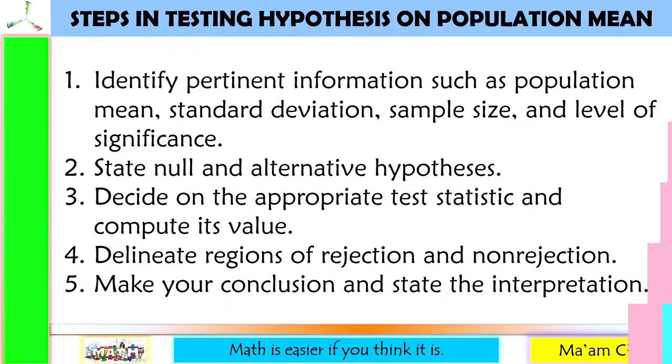Here are the steps in testing hypothesis on population mean. Number 1, identify pertinent information such as population mean, standard deviation, sample size, and level of significance. Step 2 is state null and alternative hypothesis. Number 3, decide on the appropriate test statistic and compute its value. Number 4, delineate regions of rejection and non-rejection. And last one, make your conclusion and state the interpretation.